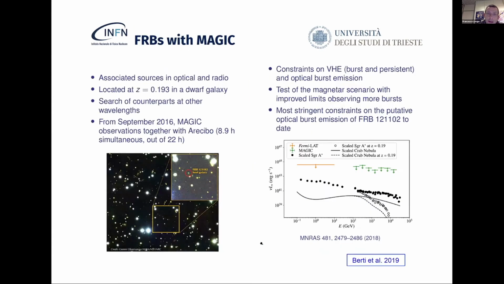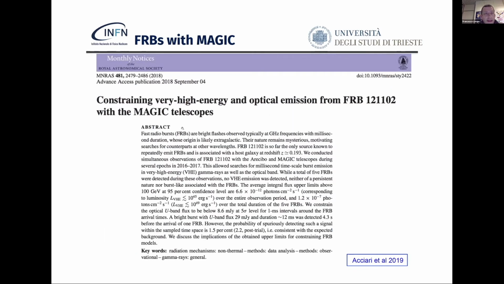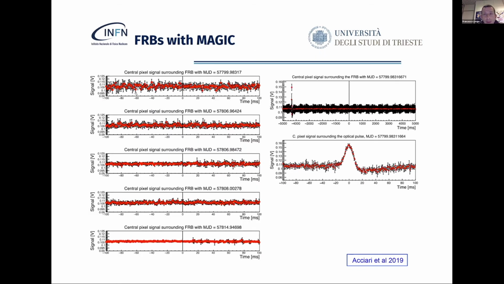Last but not least, the fast radio burst that I told you about was located in a dwarf galaxy at this redshift. It was searched for in all the other counterparts, and we can put constraints both in very high energy and in optical. So I will concentrate more on optical, since this is an optical SETI workshop. This is reported in this paper, accepted in 2018 in Monthly Notices, and these points are reported there.